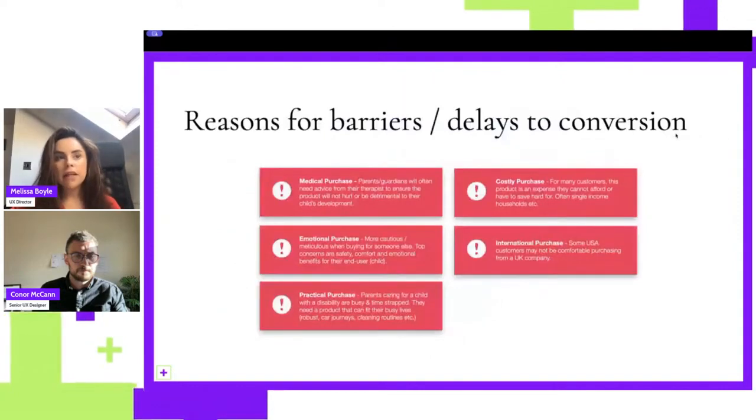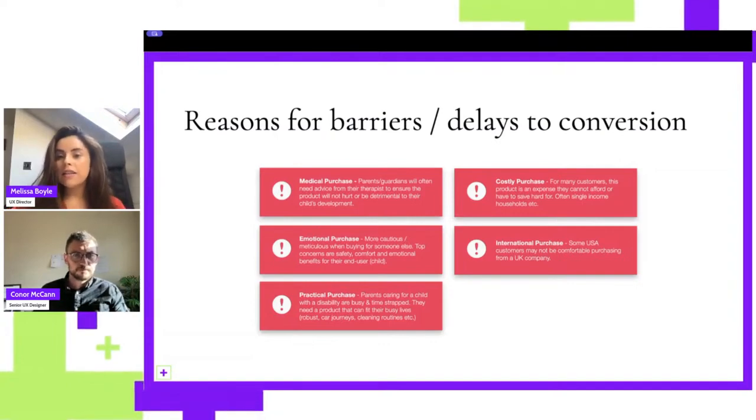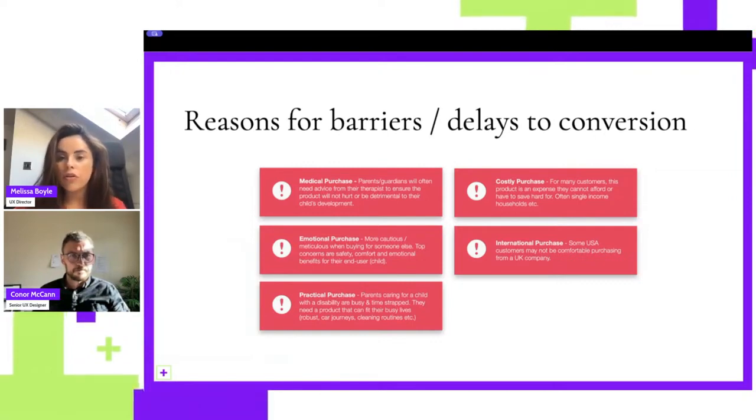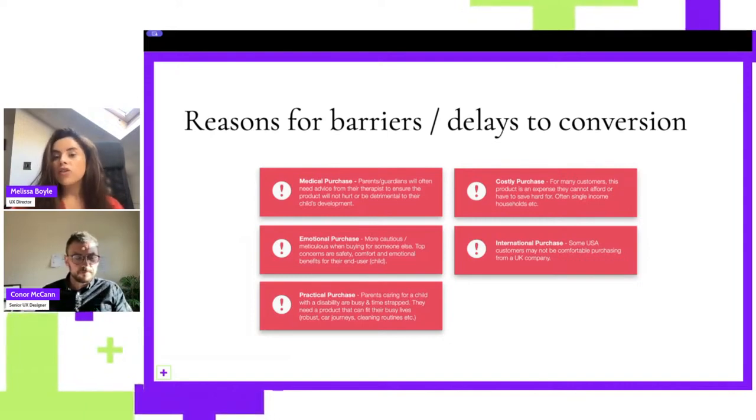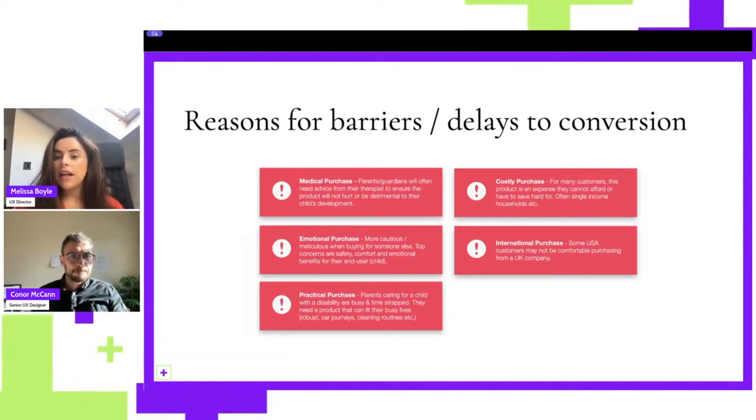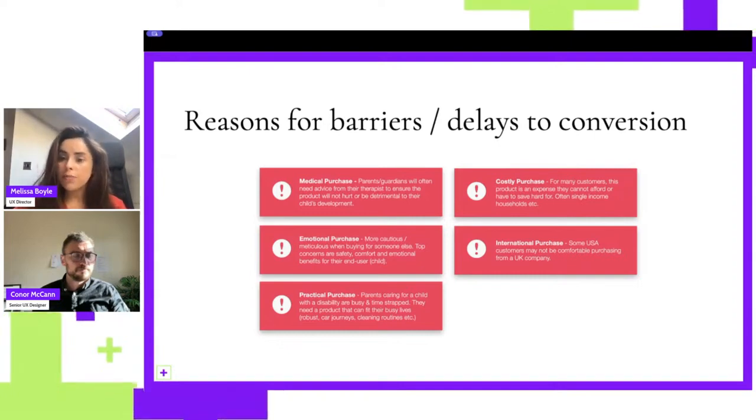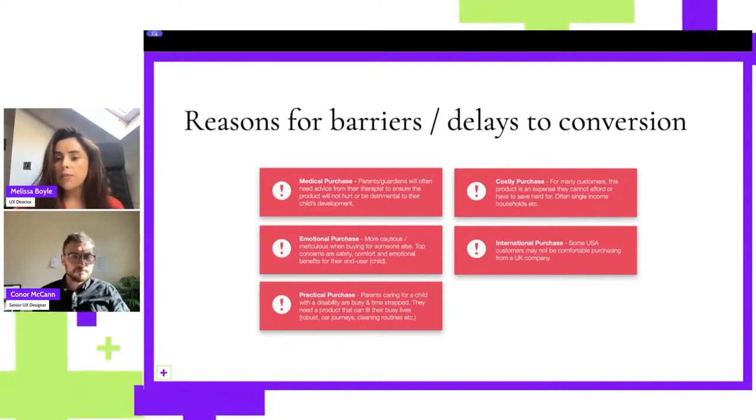Through data-driven research and through speaking to parents, some of the key things we unearthed were that this was a medical purchase, and therefore people needed medical assurance about the quality of the product. It was also an emotional purchase, because people were interested in the lifestyle elements of it and the impact it would have on their family life. It was a practical purchase, so parents and carers had specific questions about how to use this product in the real world and get the most out of it. And it was also a costly purchase.